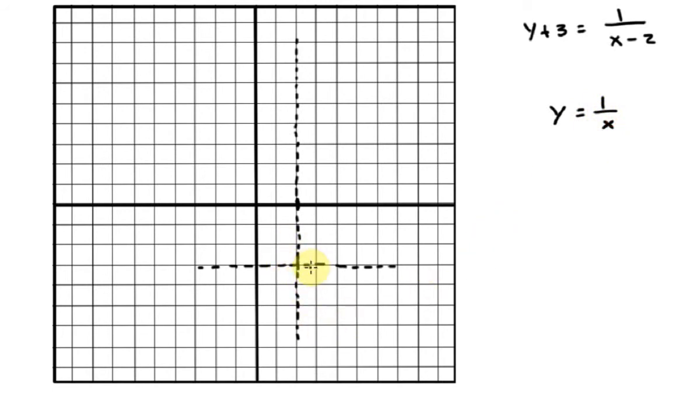So luckily I remembered those key points, like 1, 1, a half was up 2, and then 2 was up a half. Okay, and then in the negative part there was negative 1, negative 1. There was negative 2 and down a half, and then negative a half and down 2. And all that's relative to these asymptotes, right?